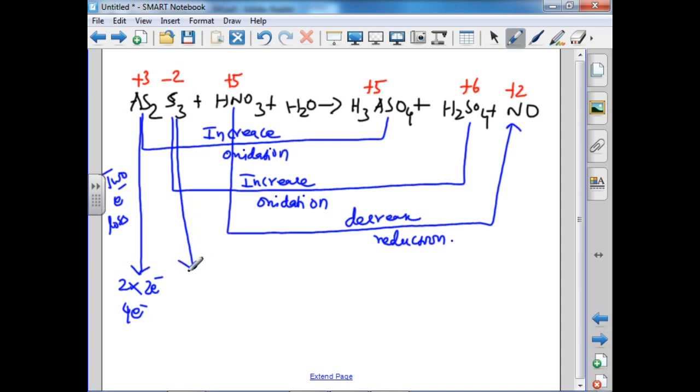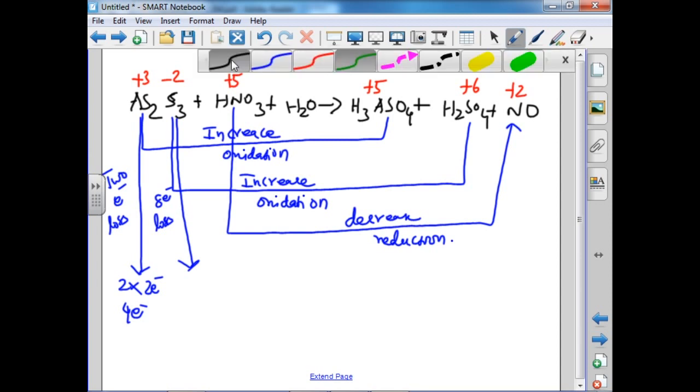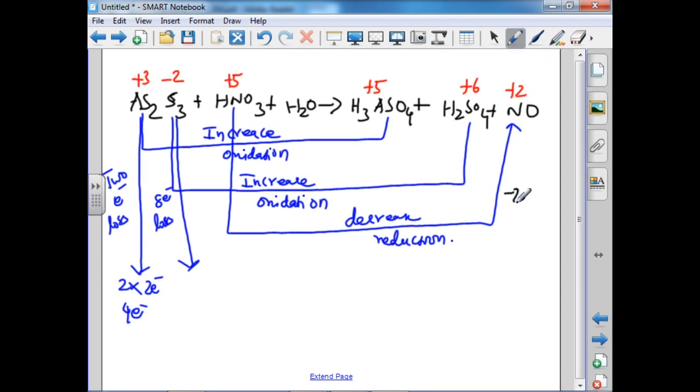-2 to plus 6. So the difference between -2 and plus 6 is 8 electrons lost. How do we get 8 electrons lost? The difference of -2 and plus 6: -2 minus 6 equal to minus 8. So this is, sorry, the 8 electron loss. So how many sulfur atoms? 3. So 3 into 8 electron loss, so 24 electrons.